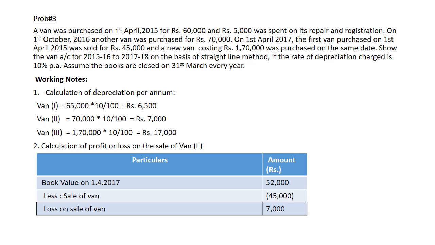Now calculation of profit or loss on the sale of first van. Therefore, book value of the van on 1/4/2017 is 52,000, less the sale of the van, 45,000. Therefore, loss on sale of the van will be 7,000.